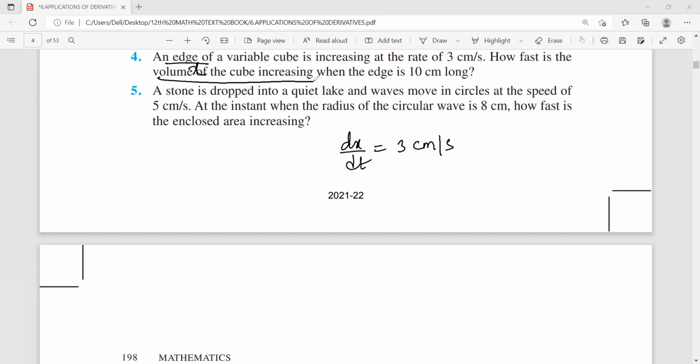How fast is the volume of the cube increasing when the edge is in centimeters? What is it asking? It is asking how fast the volume of the cube is increasing.